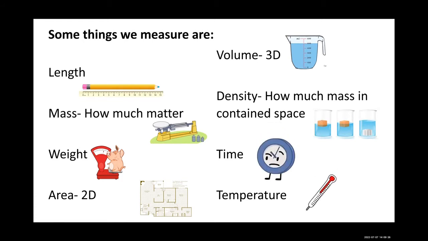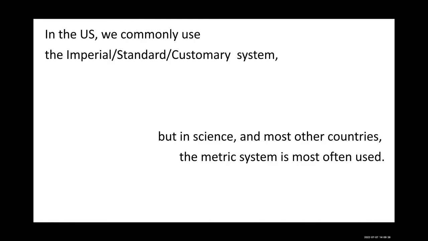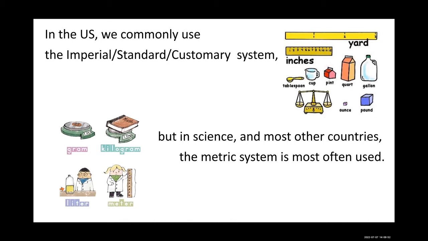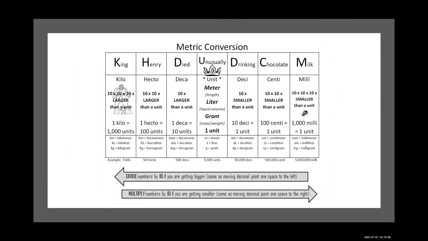Time, and temperature. Now in the US, we commonly use the imperial or standard or customary system. So this is what you're used to. Inches, yards, cups, tablespoons, gallons. When you go to the store, you buy a gallon of milk, right? But in science and in most other countries in the world, the metric system is what's most often used. And this consists of base units like grams and liters and meters. And then it also has these wonderful little base 10 units that make it so much easier to convert than when you're using the system we use here in the US. So here's what I mean.